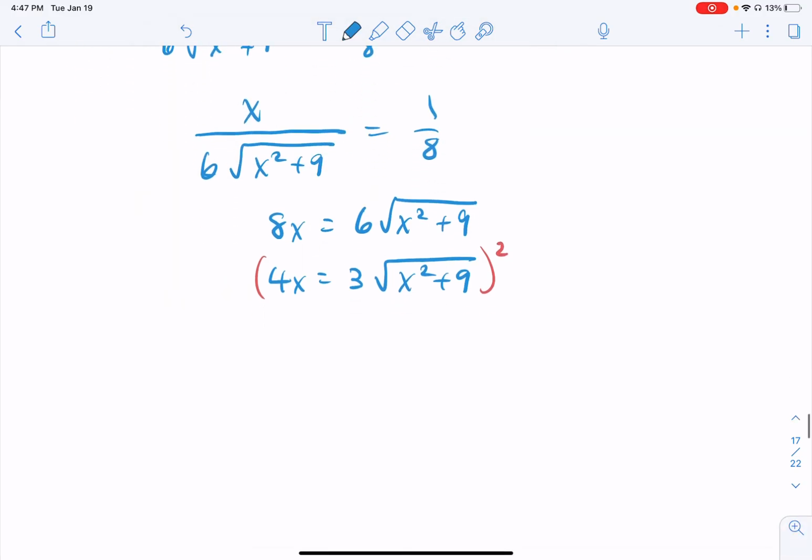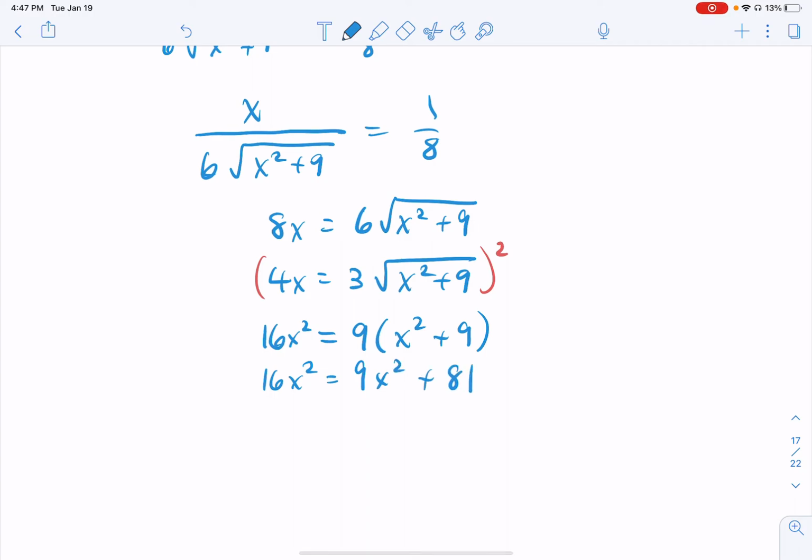Okay, squaring the left, we get 16x squared is equal to, don't forget to square the 3 also, 9, and then the square and the square root, of course, cancel out. X squared plus 9. We don't have to worry about the sign of this thing. It's always positive anyway. All right, and then maybe distribute. I have myself a quadratic equation here. 16x squared is equal to 9x squared plus 81.